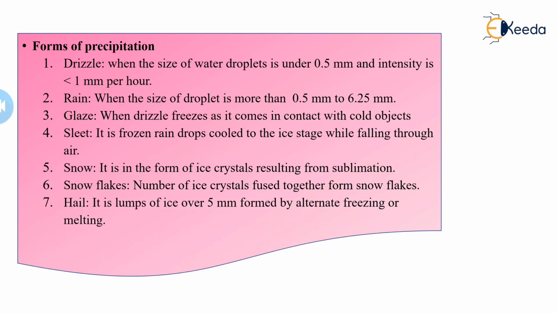And the last one is hail. It is a lump or bulb of ice with a size over 5 mm, formed because of alternate melting and freezing. When this form of precipitation occurs, it is known as hail, and it is carried up and down because of the highly turbulent air, the highly turbulent action. So these are the forms of precipitation.